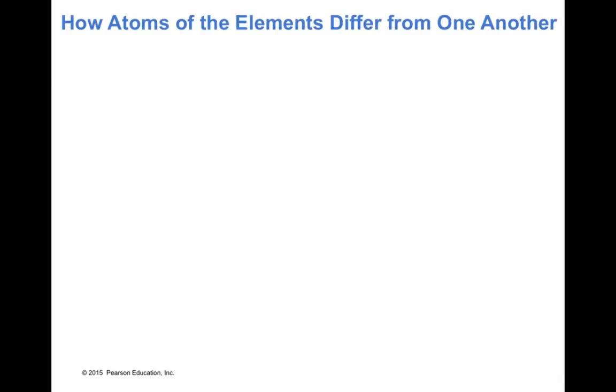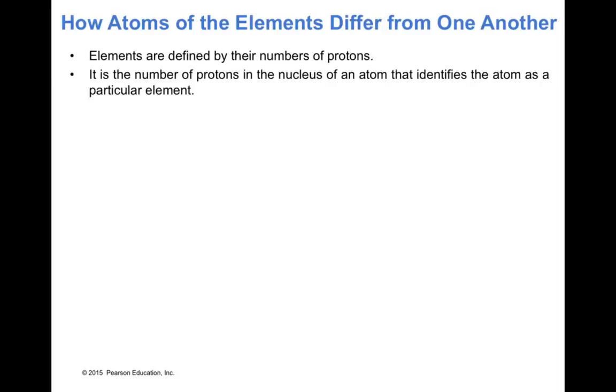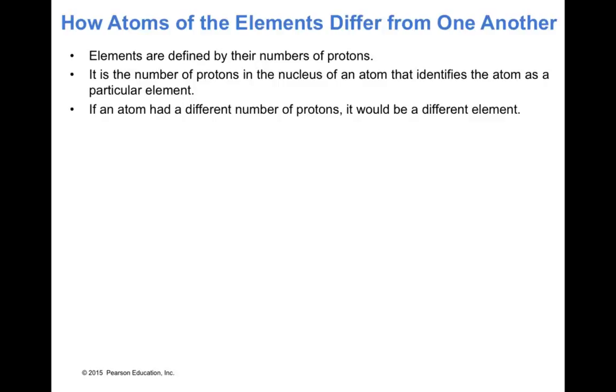Now, what is the difference between an atom and an element? Elements are defined by their numbers of protons. It is the number of protons in the nucleus of an atom that identifies the atom of a particular element. If an atom had a different number of protons, it would be a different element.